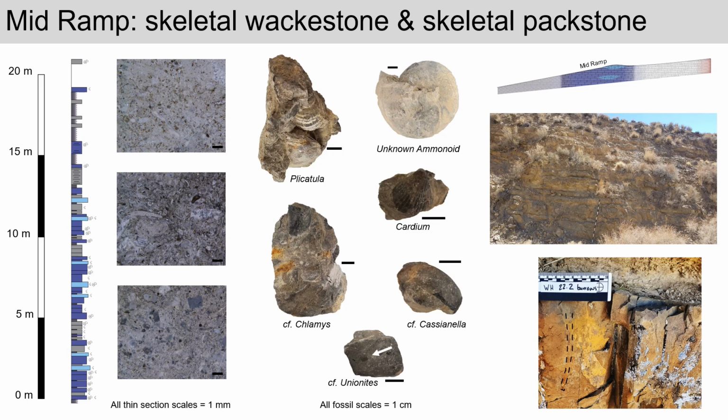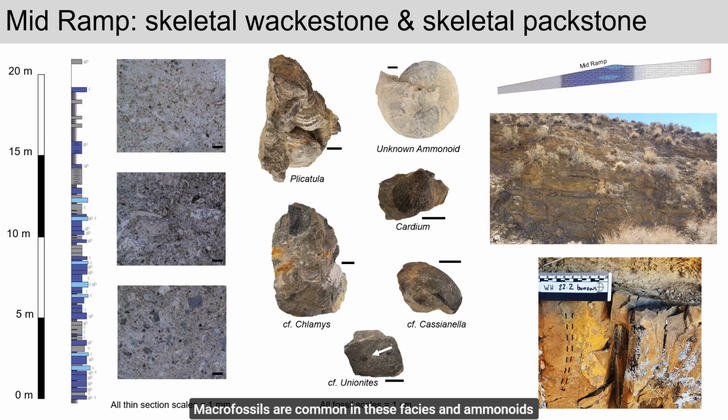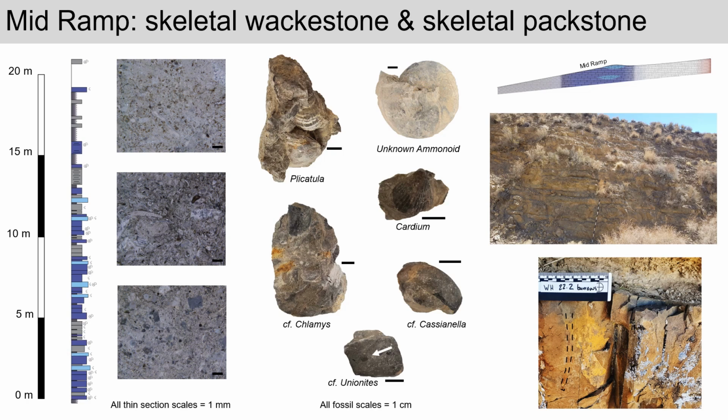Benthic fossils are common in these facies, and ammonoids can still be occasionally found. Bivalve taxa are the most abundant macrofossil, but brachiopods and gastropods are also present. Trace fossil burrows can also be observed. Mid-ramp facies dominate the 30 meters of the Gabbs Formation above the interbedded mudstone and calcareous shale beds.